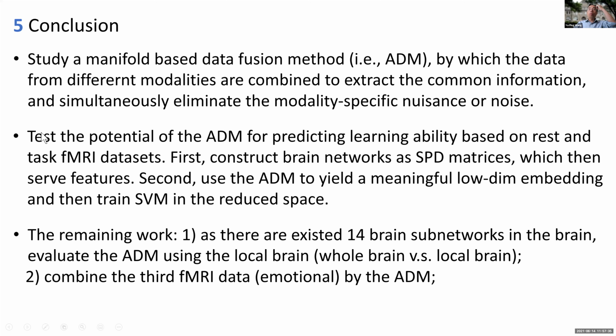And also, when we test this approach on the prediction of IQ, we found the alternating diffusion map can give the best result or best accuracy in making predictions of an individual's learning ability. The major reason is that using this nonlinear dimension reduction, we can extract essential information from the brain connectivity network, resulting in better prediction.